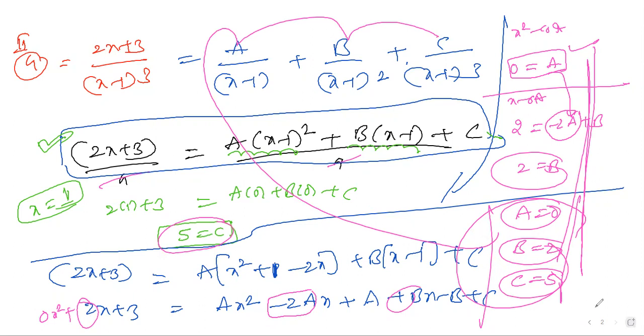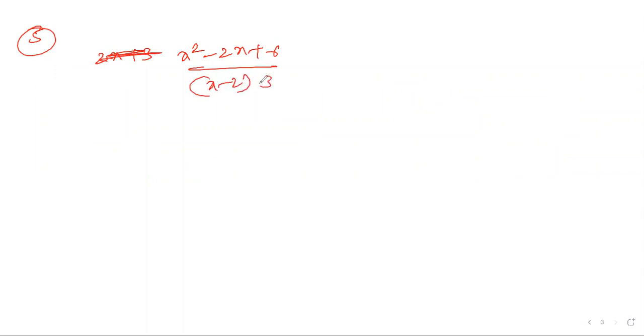The fourth one is like this only. Similarly, the fifth one we can also do with the same procedure. What is the fifth one? x square minus 2x plus 6 by x minus 2 whole power 3. Similarly we can do it out. Nothing wrong in that. You'll get the answer.